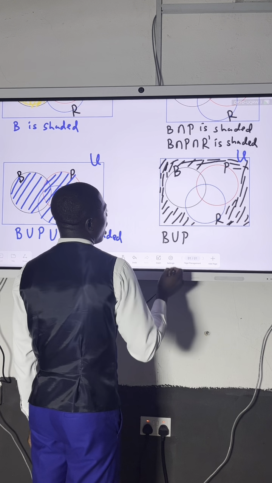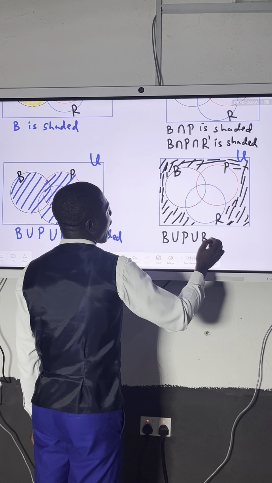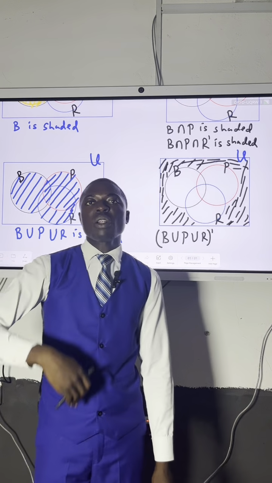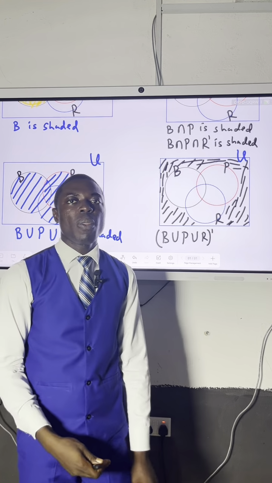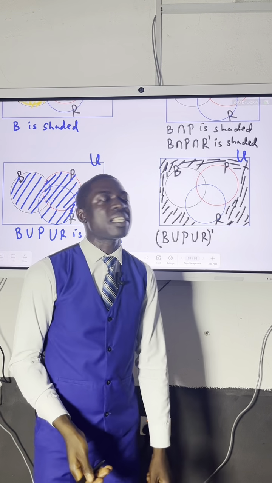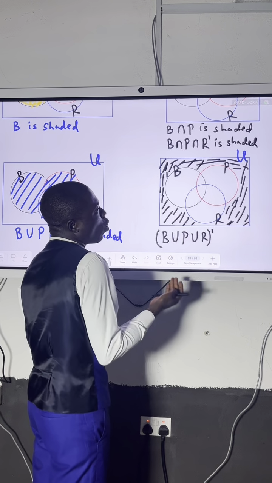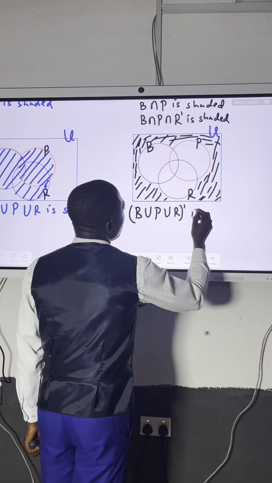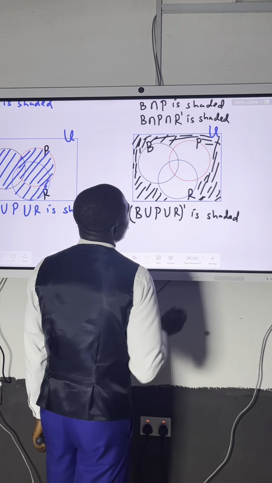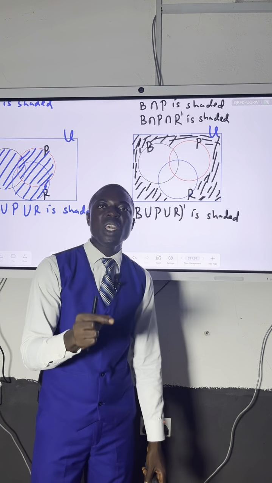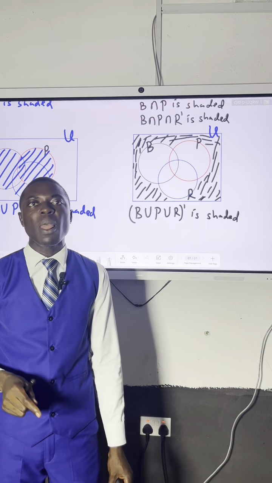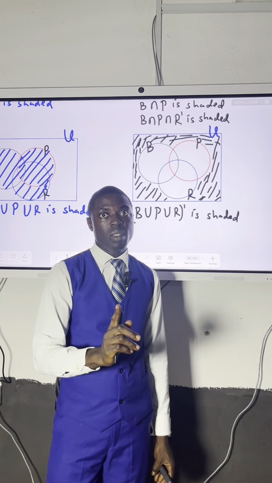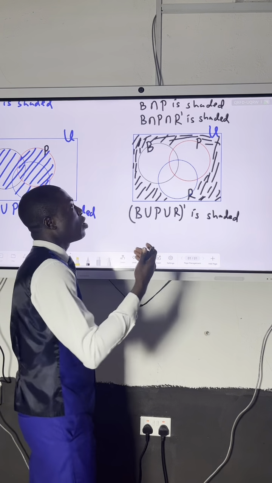B union P union R, all in brackets, complement means not B, not P, not R. Everything that is happening outside of the three sets. That's why we shaded outside of the circles without entering the sets. So the shaded portion is this. We've learned that there's a difference between B intersection P is shaded and B intersection P only is shaded. Only means that you did not enter the third one.